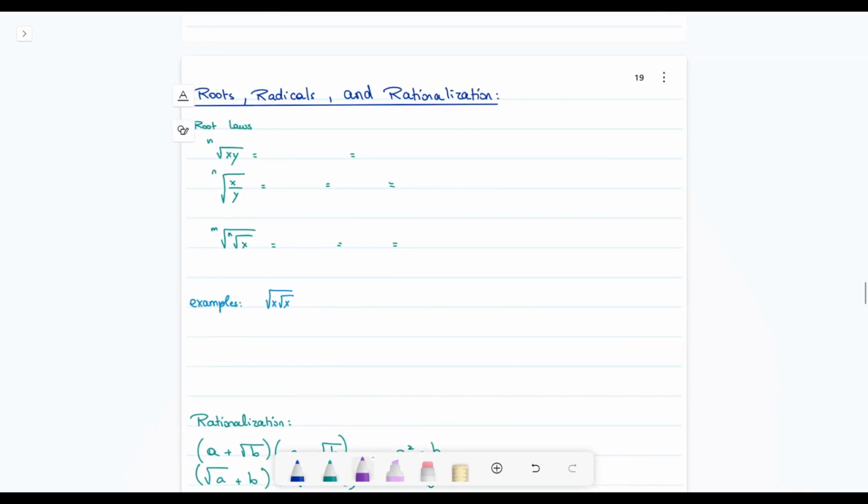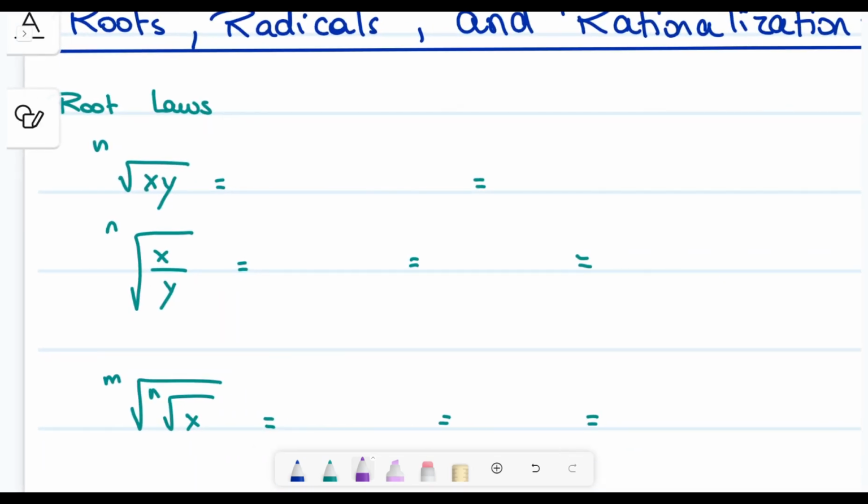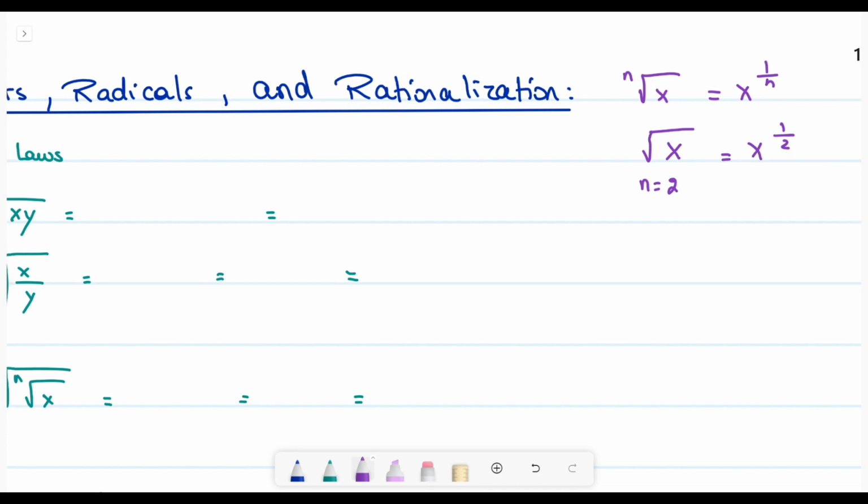Now we'll move on to reviewing roots, radicals, and rationalization. So let's start with the root laws. Before that, I just wanted to point out that the nth root of x, another way to write this is x to the power of 1 over n. And whenever we have square root of x, in a square root n is equal to 2. So this is x to the power of 1 over 2.